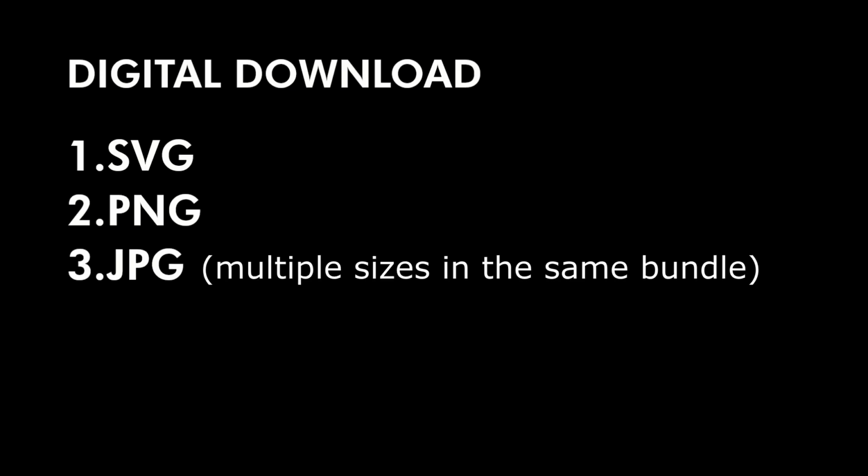So when I sell digital downloads, really what I'm selling is a bundle comprised of a scalable vector graphic, a PNG file, which is an image file with a transparent background, a JPEG file, which is an image file without a transparent background, but it's easier to load and use, a DXF file, which is a cutting file, and an EPS file, which is like a vector, but it's used in Photoshop and other Adobe products.